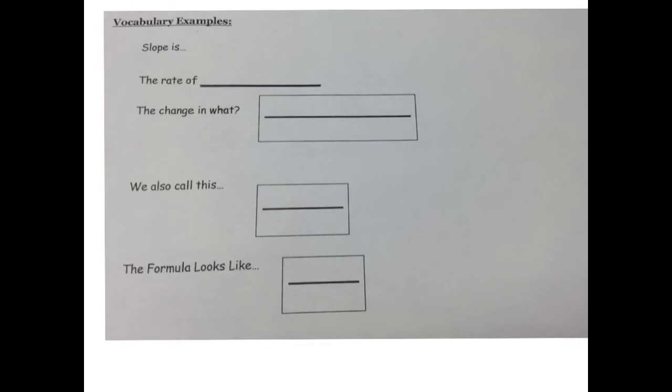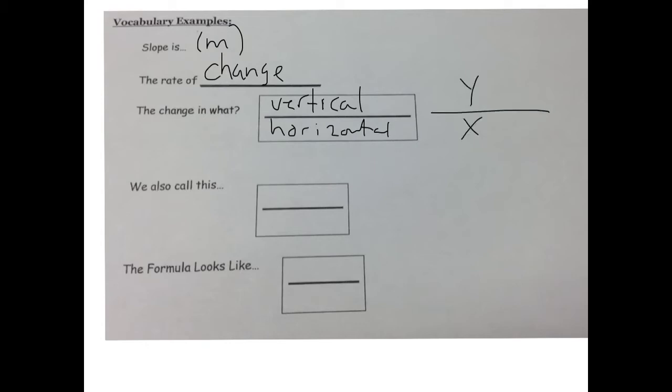Alright, so just to review slope. Slope is the rate of change. We also use the letter M to represent slope. It's the change in vertical over horizontal, or the change in y over the change in x.